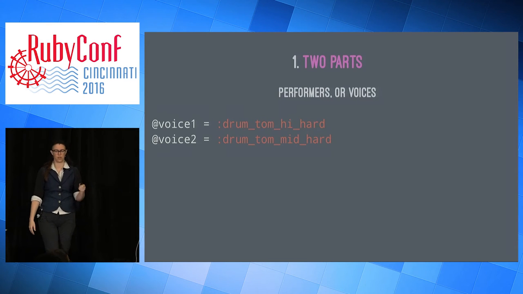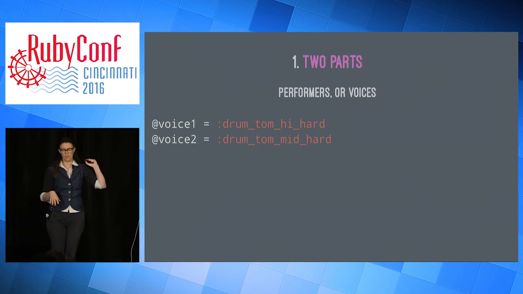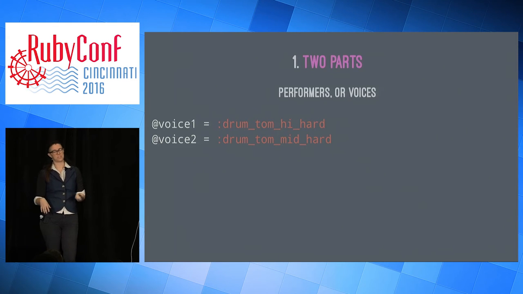So I've taken the liberty of establishing a couple pieces of this already. There's the two parts. I will take just a small minute to say Sonic Pi is a DSL over Ruby, and there are a couple of weird quirks to it in that regard. And so I have not defined any of this within a class like perhaps you normally would in object-oriented Ruby, but I'm still using instance variables, so there.